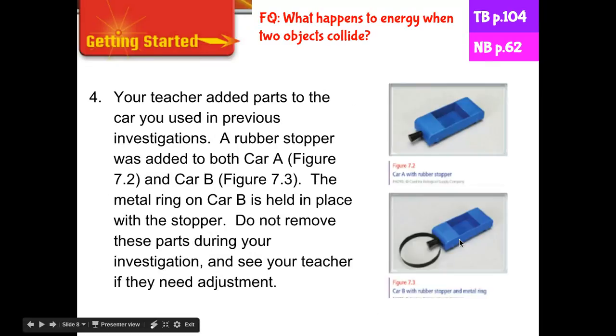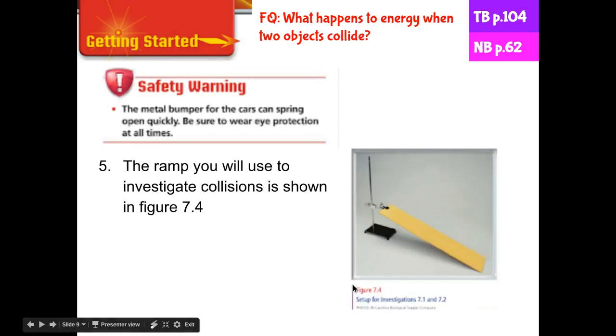Step 4 is taking a look at the rubber stopper cars that we'll be using the next couple days. These are the cars, but they have a little bumper on them. Just understanding we'll be using these, so getting you exposed to those. And then finally, you're going to be using a ramp within your investigations, and a safety warning that the metal bumpers are sharp and they can spring.